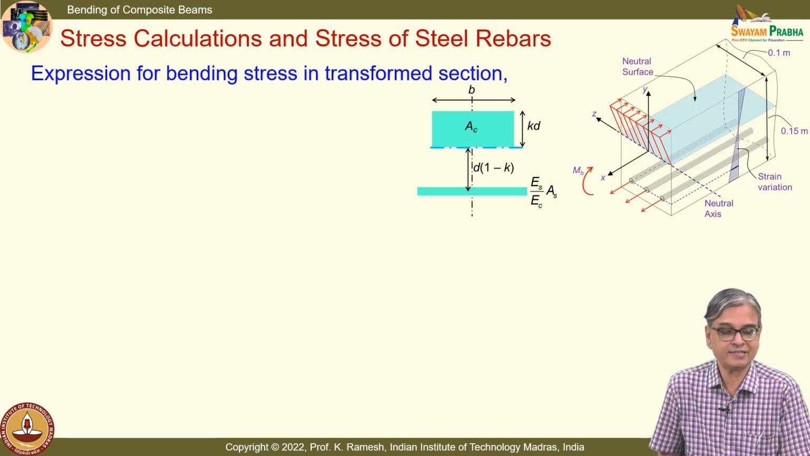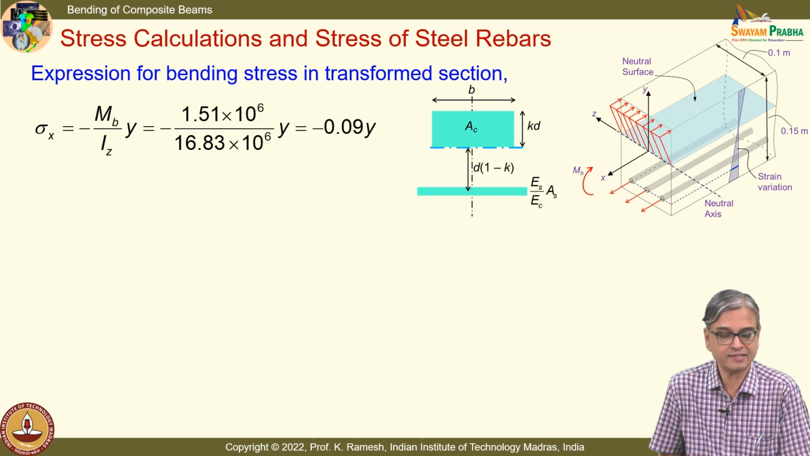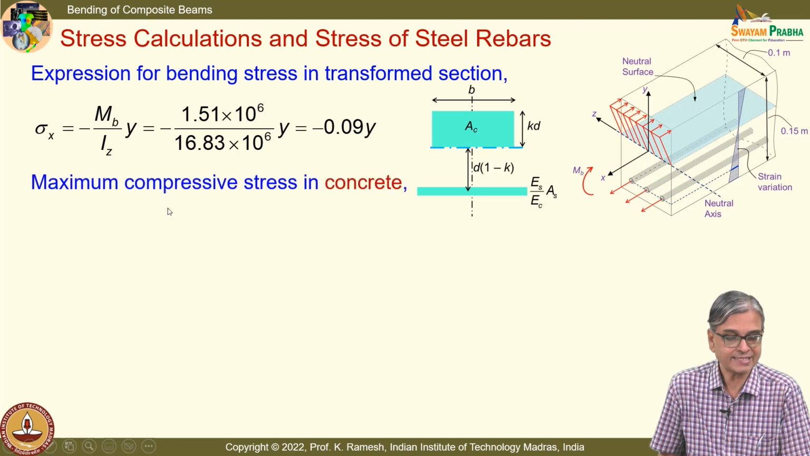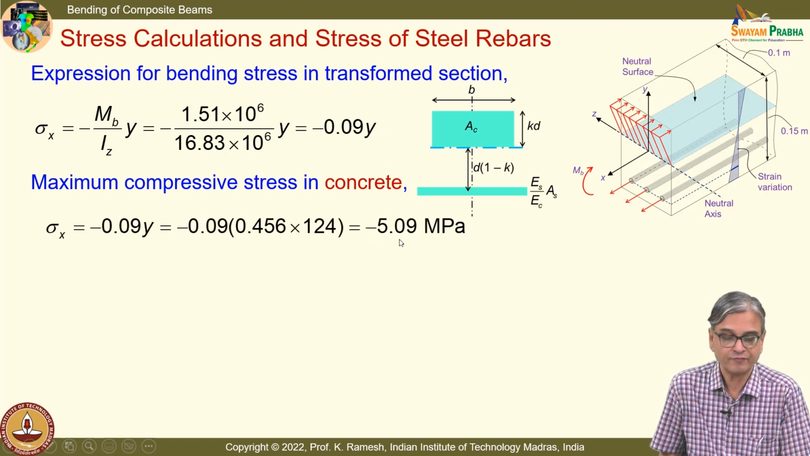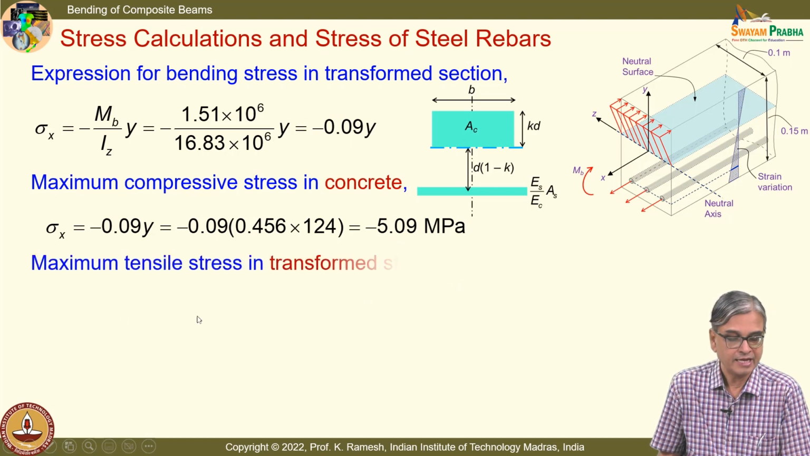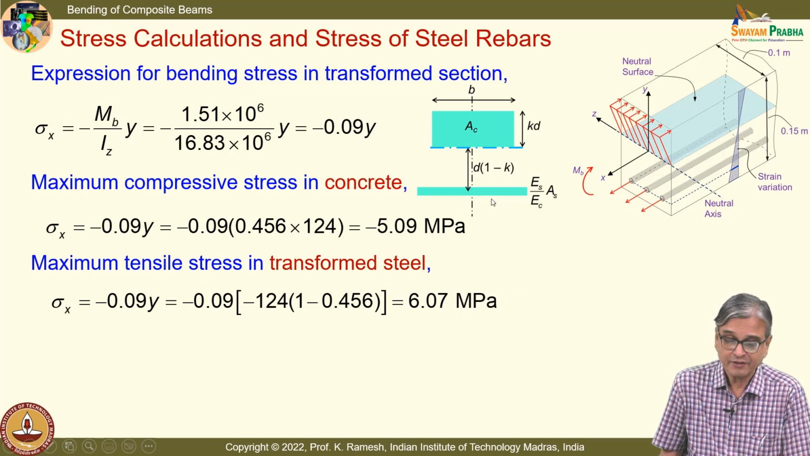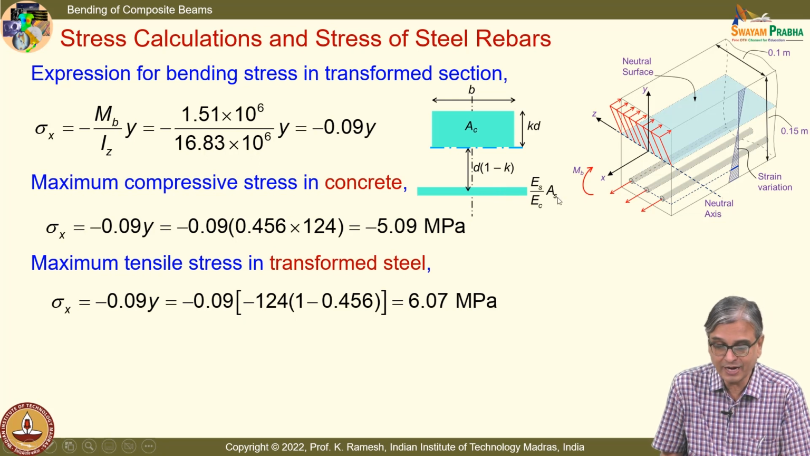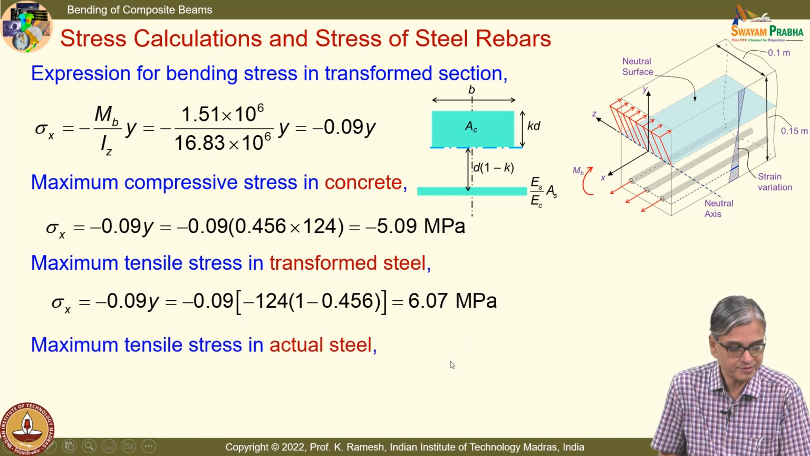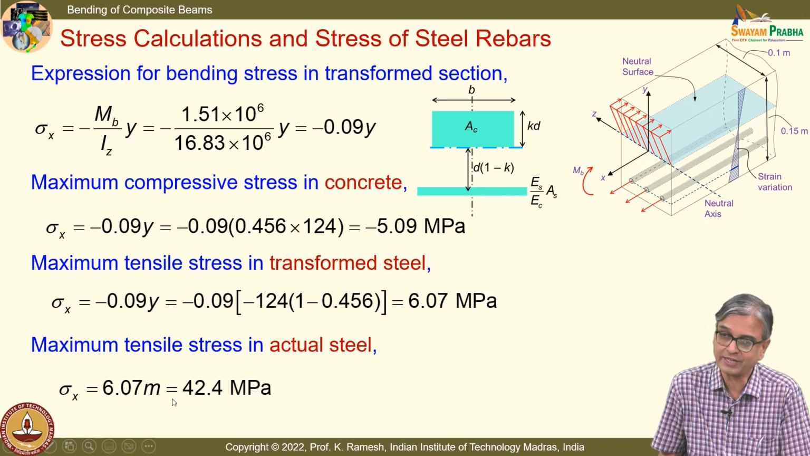So, you can get the bending stress in the transformed section; I get this as minus 0.09 y. Then for the maximum compressive stress in concrete, I have to find the y maximum, and I get this as minus 5.09 MPa. The tensile stress in the transformed steel, I would get as 6.07 MPa. This is only for the fictitious section that we have used. Now, you have to convert back to the force in steel. When I do that, this will be multiplied by 7, so that whatever the ratio we had, that was 7, I get this as 42.4 MPa.